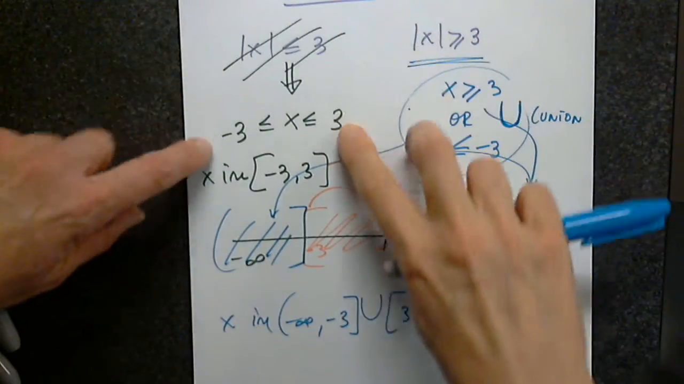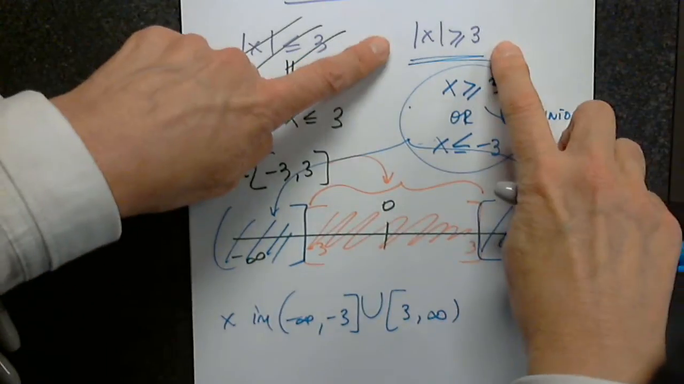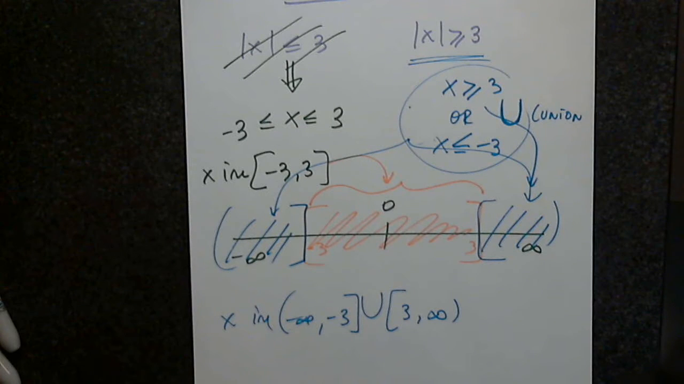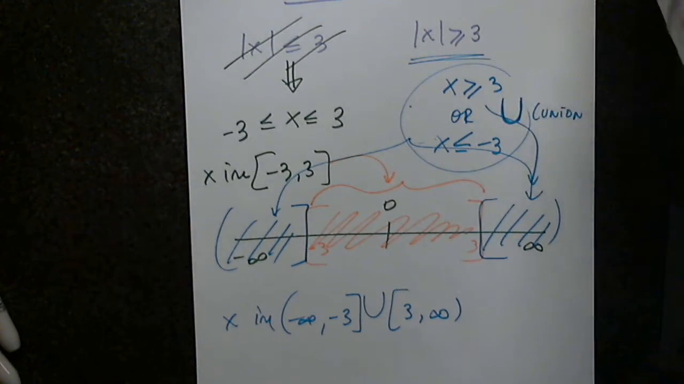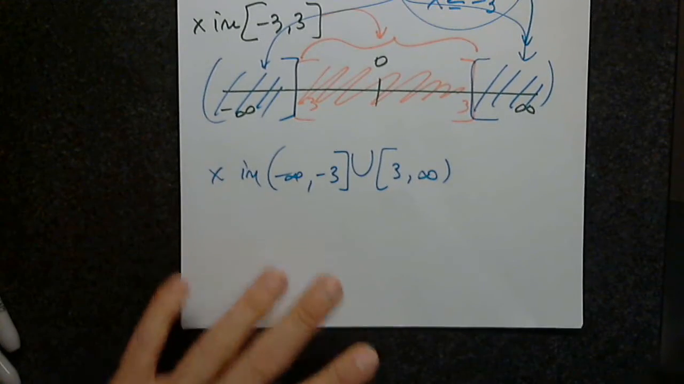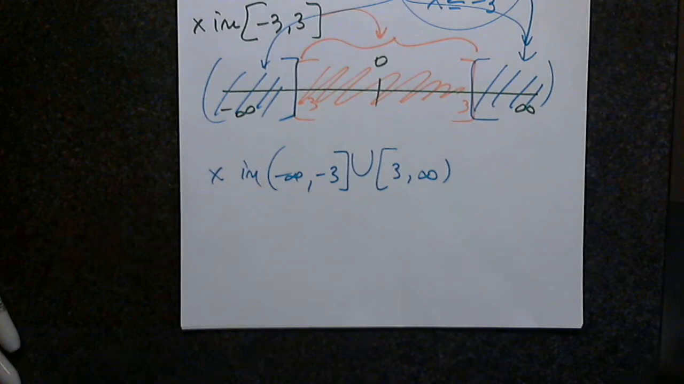So this is the easy one, the chain. This is the more complicated one because I have to look into two different situations. And they will be put together with a union symbol. Okay, this is the theory. And now let's look at situations here.